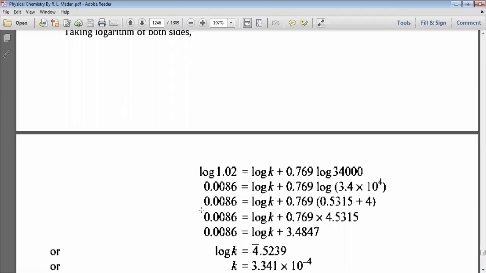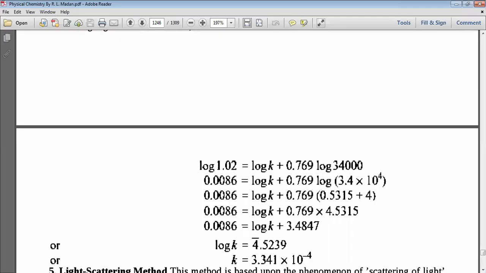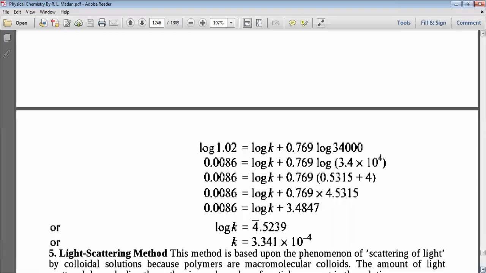Similarly, after calculating, finally we get log k and k also. K equal to 3.341 into 10 to the minus 4. This is the answer.